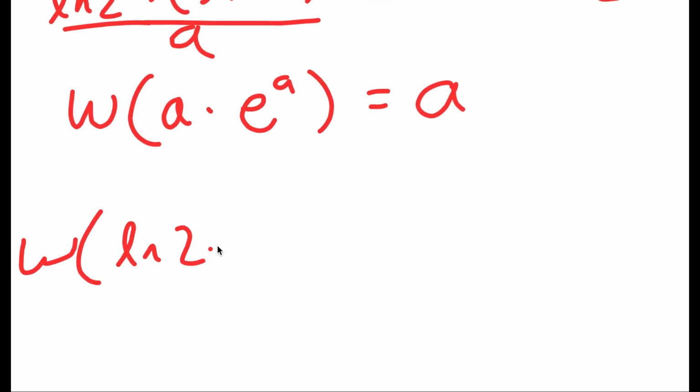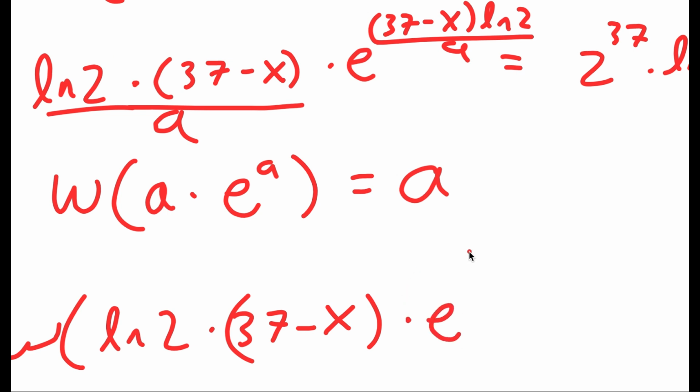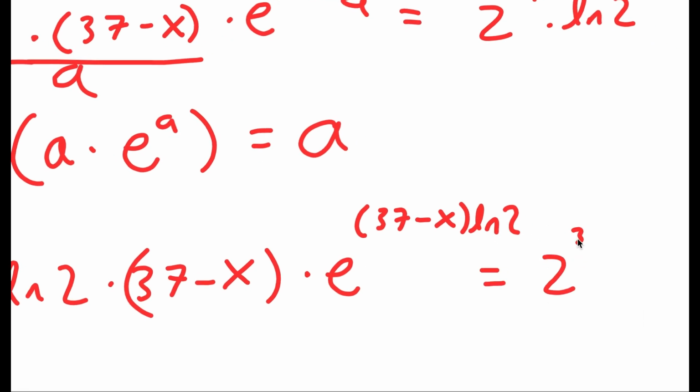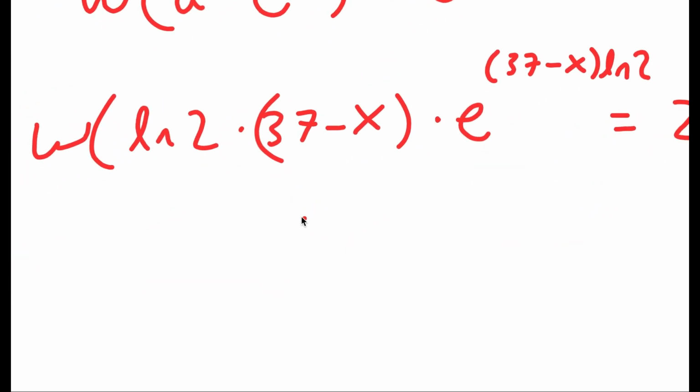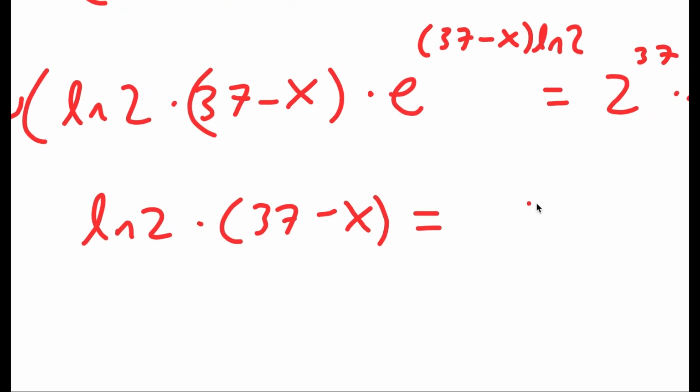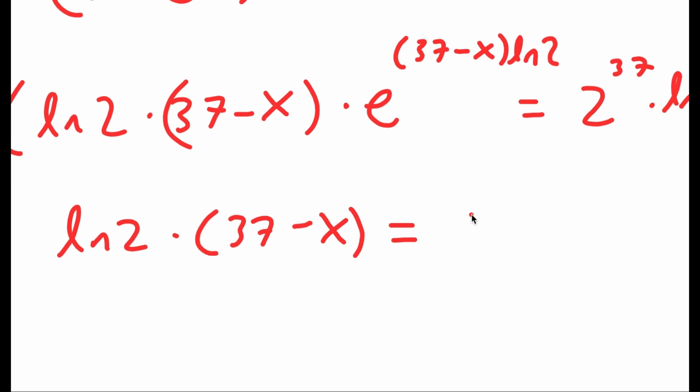So I have the W of ln 2 times 37 minus x times e to the power of 37 minus x times ln 2 is equal to 2 to the power of 37 times ln 2. And now this turns into ln 2 times 37 minus x is equal to W of 2 to the power of 37 times ln 2.